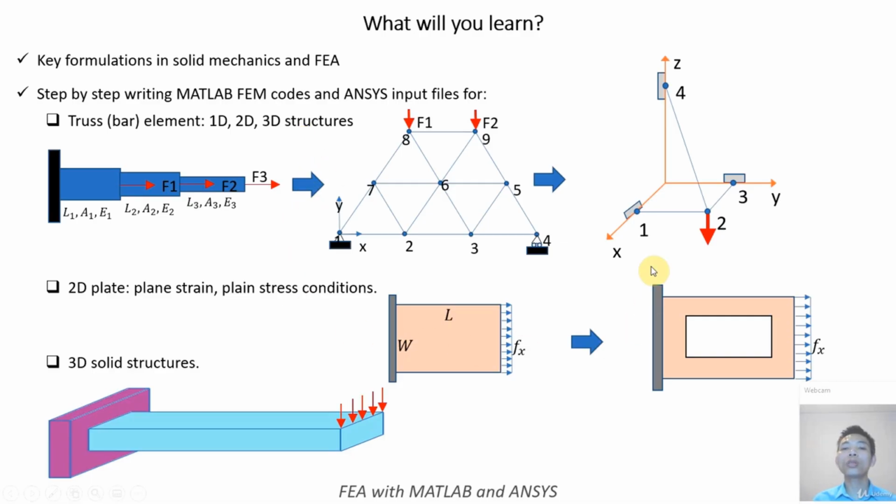So throughout all the examples of the course, we will conduct three main activities. First, we will learn key formulations. Second, write FEM codes and run the example in MATLAB. Next, we write input files in ANSYS and run the example in ANSYS. After that, we will extract the results from ANSYS and from our FEM code and make a comparison to verify our knowledge and coding practice.